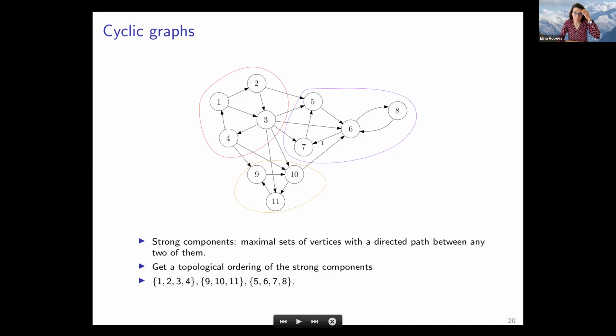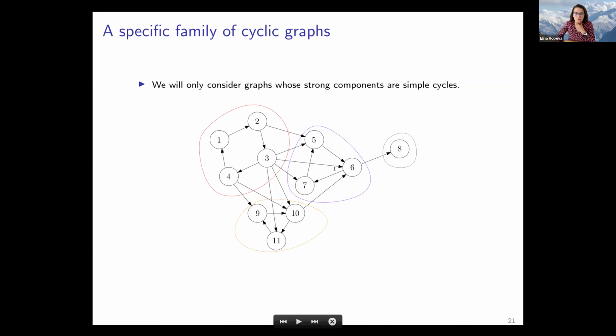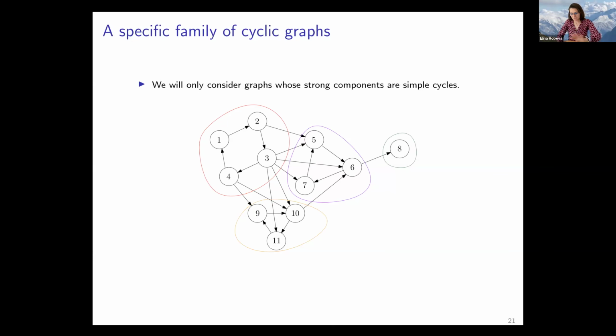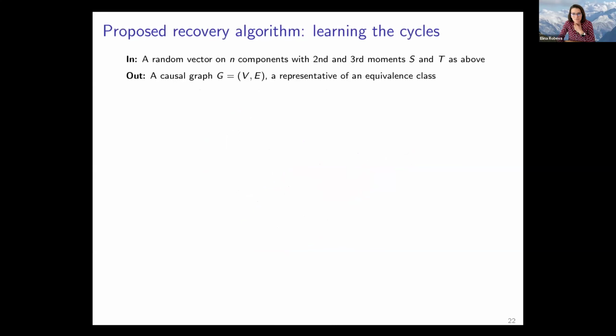And our algorithm works for graphs where these strong components are single cycles. So here we have 1, 2, 3, 4, but there's no edge from 1 or 3 to 4, there's no 2 to 1. It's just a simple cycle. And then all the other edges between components could be anything they want to be. Okay, so anyways, we can learn such a graph. And since I'm out of time, I will have to skip this part.